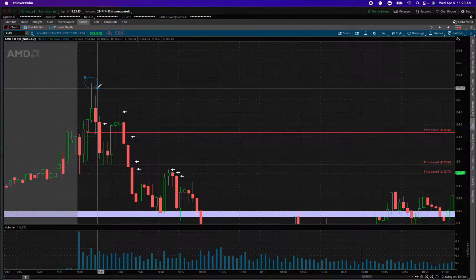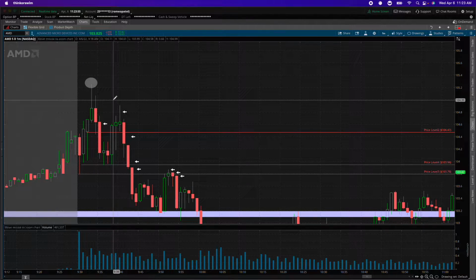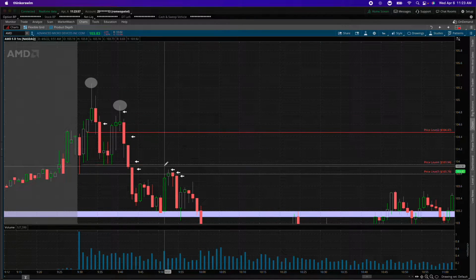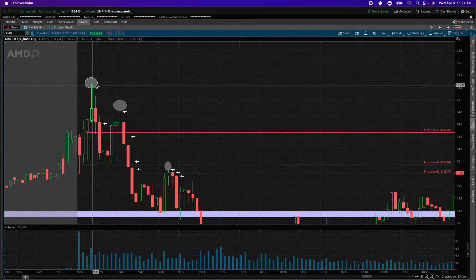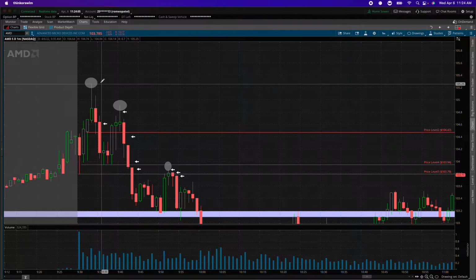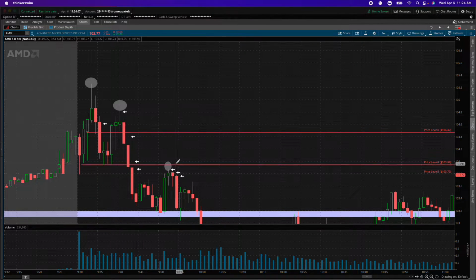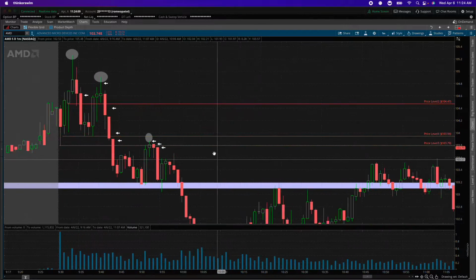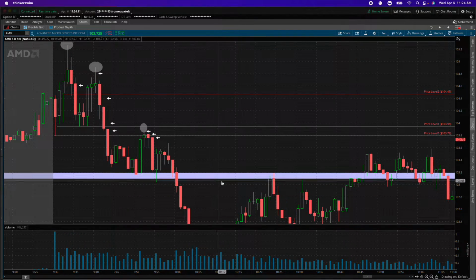All right, so here's your high. Here's your high. Here's your high. Right? So notice lower high, lower high, lower high, downtrend. This is your downtrend, right? That's how you notice that it's in the downtrend. What happens over here? It's another lower high, right?